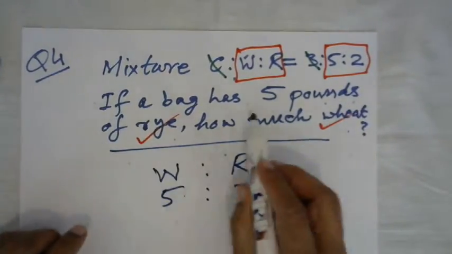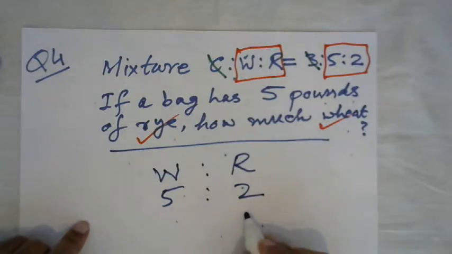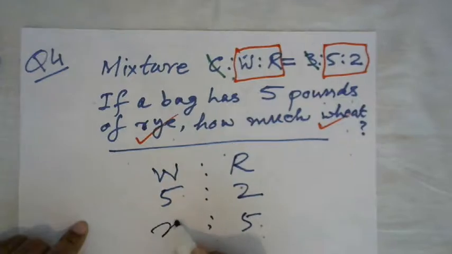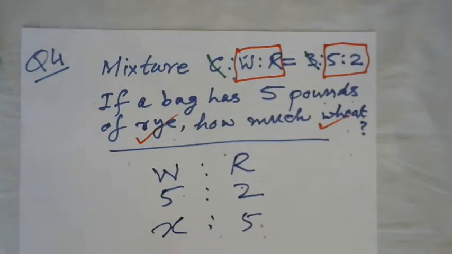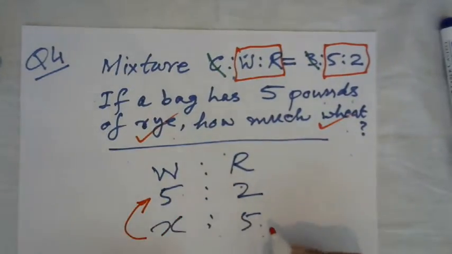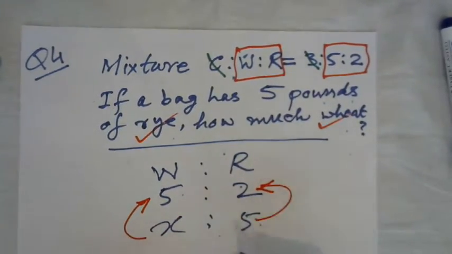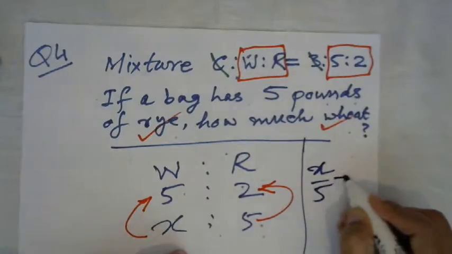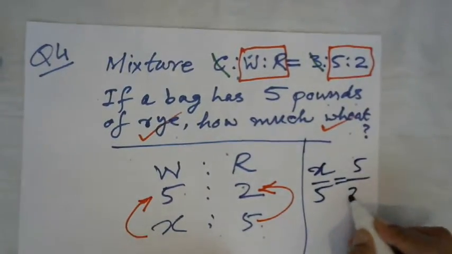A bag has 5 pounds of rye, so this is 5. The question is, how much is wheat? So let us assume that the wheat is x pounds. We can find the value of x in many ways. But what I do usually is x divided by 5 is equal to 5 divided by 2.